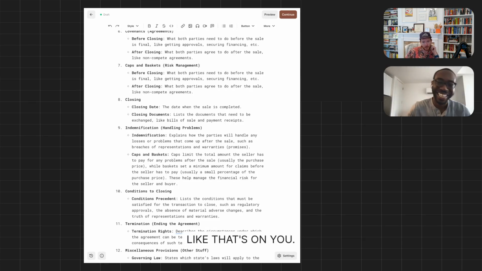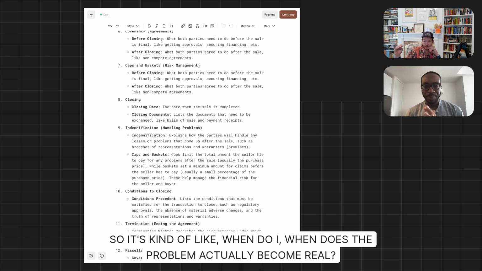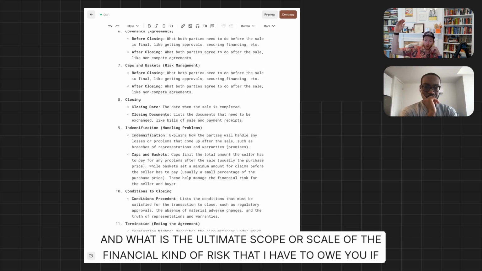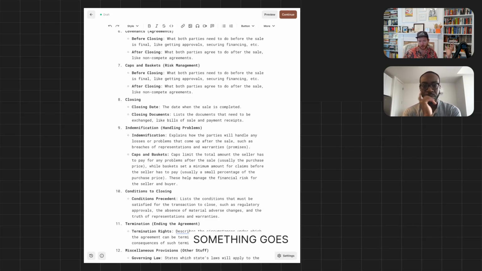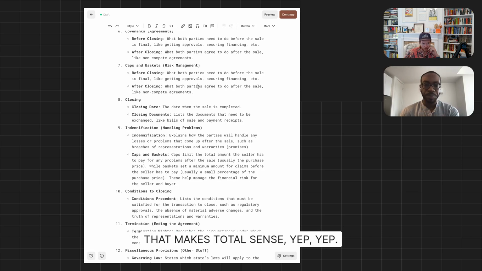That's on you. So it's kind of like when does the problem actually become real? And what is the ultimate scope or scale of the financial risk that I have to owe you if something goes wrong? Right. That makes total sense. Yep.